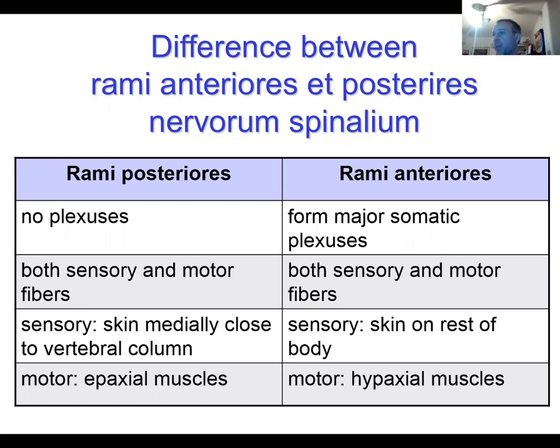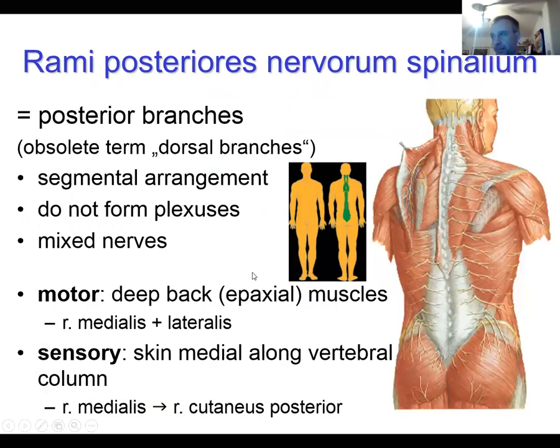What is the same? They are both mixed, so they supply muscles and skin. The posterior rami, they supply the deep back muscles and the adjacent skin. Then the anterior rami, they supply the rest of the muscles of the neck, trunk, abdomen, and mainly limbs, and of course the overlying skin. So then for the posterior branches, should we speak about some specific nerves when they have segmental arrangement? In majority, no. They just have a number according to the level where they leave the spinal cord.